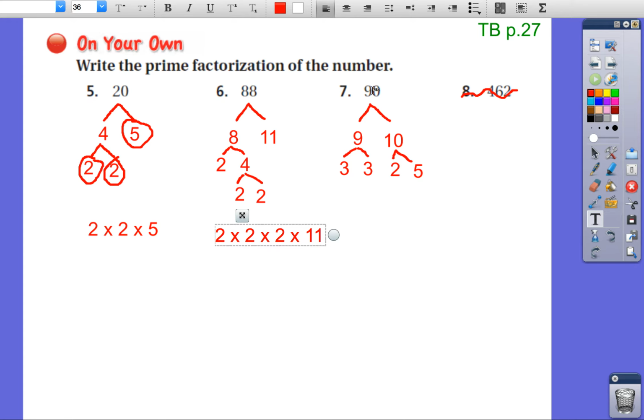Okay, let's take a look at 90. I used 9 times 10, and then I broke it down to the next step to get the prime numbers of 3 times 3 for 9 and 2 times 5 for 10. So in this case, my prime factorization, and remember you go least to greatest, so it would be 2 times 3 times 3, whoops, sorry about that, times 3 times 5.